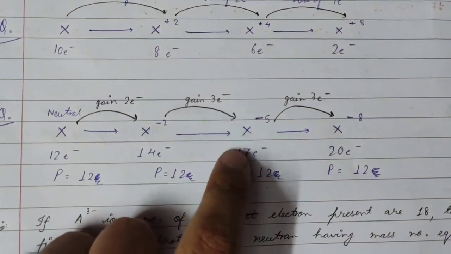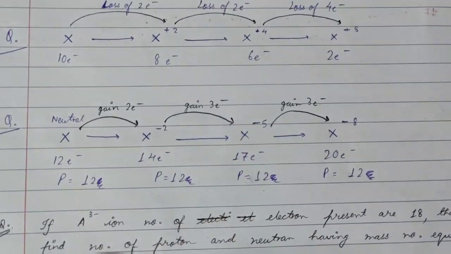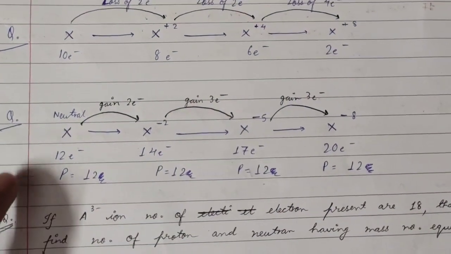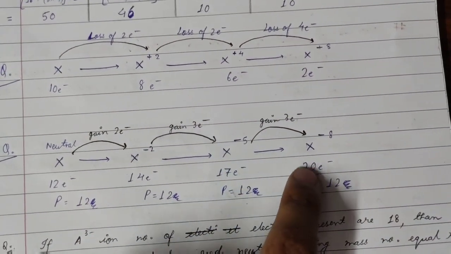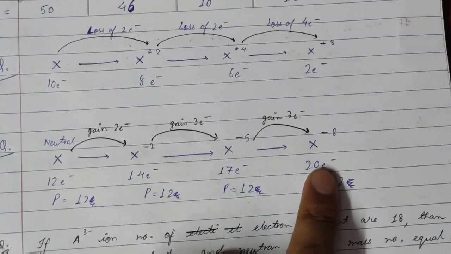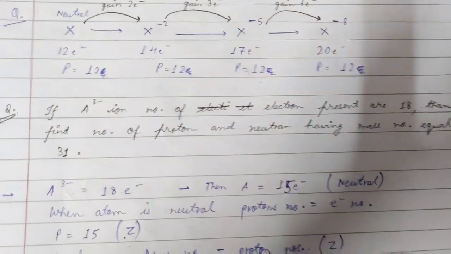Now it becomes X minus 5. So from minus 2 it becomes minus 5, means it has gained 3 more electrons. So from 14 electrons it will become 17 electrons, and similarly it becomes here minus 8, so 20 electrons. Simple. Now let us solve one more question here.